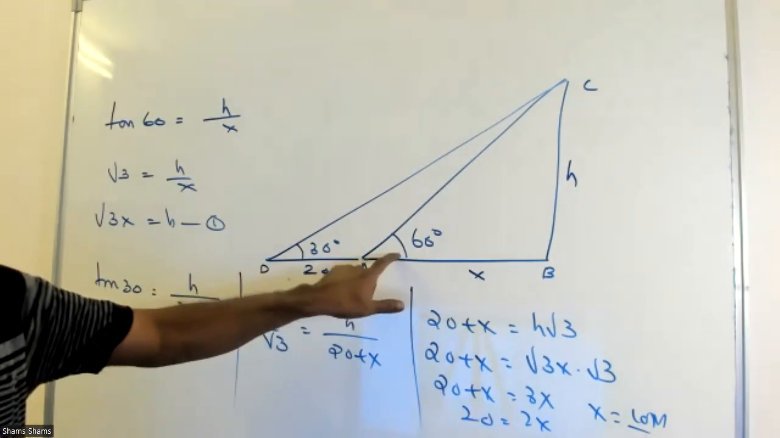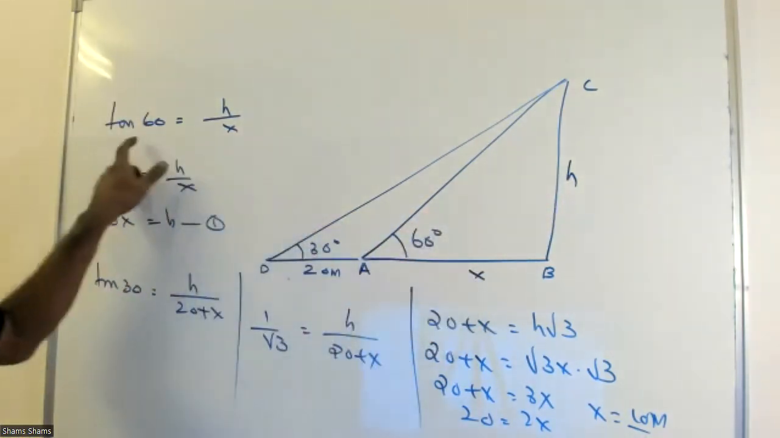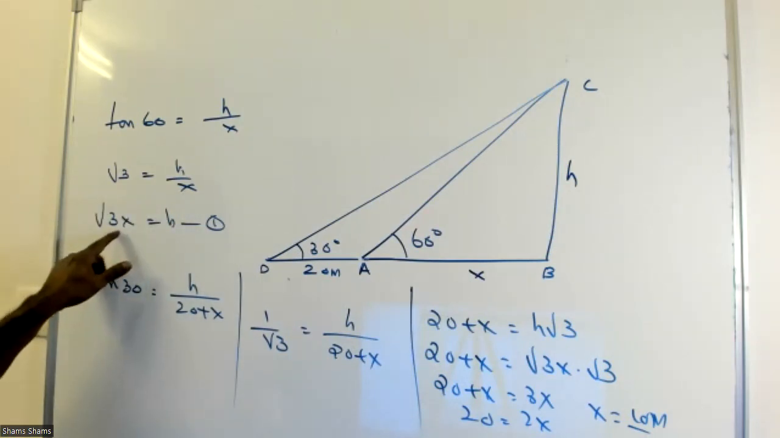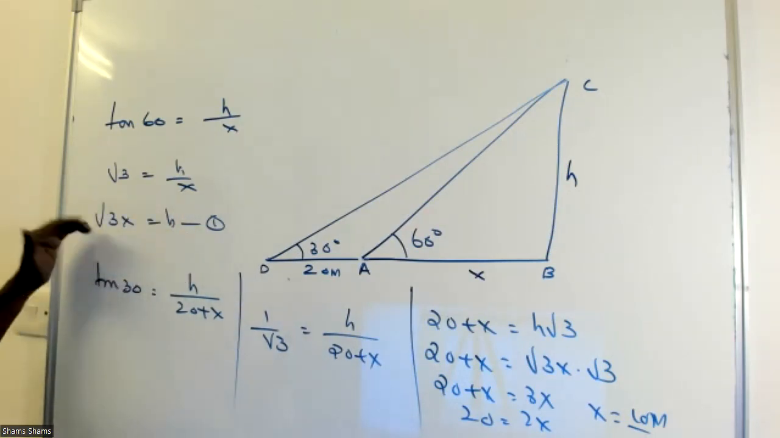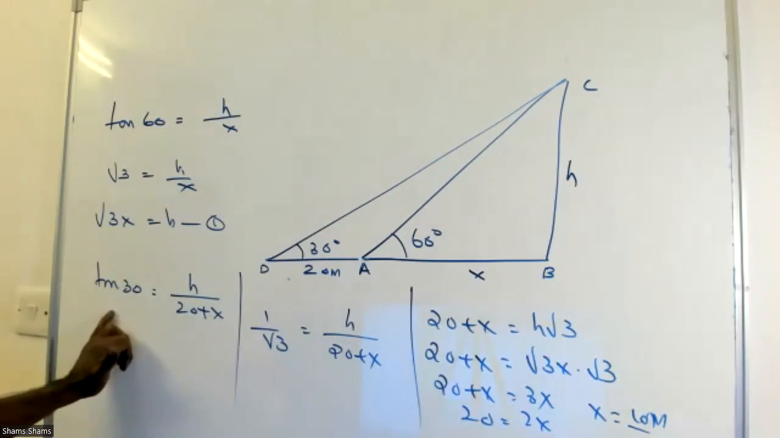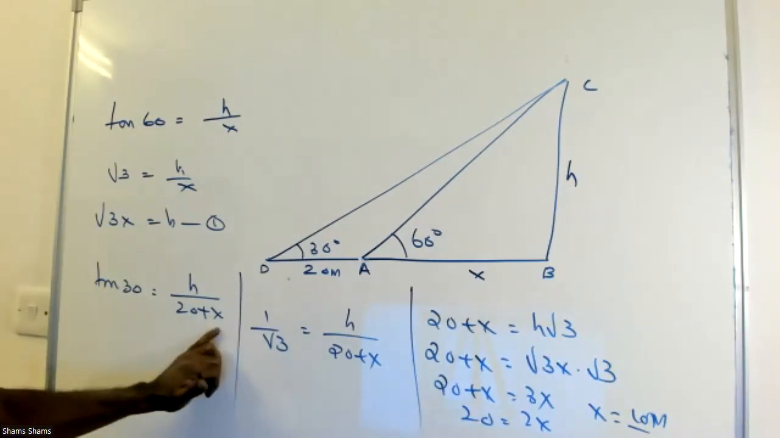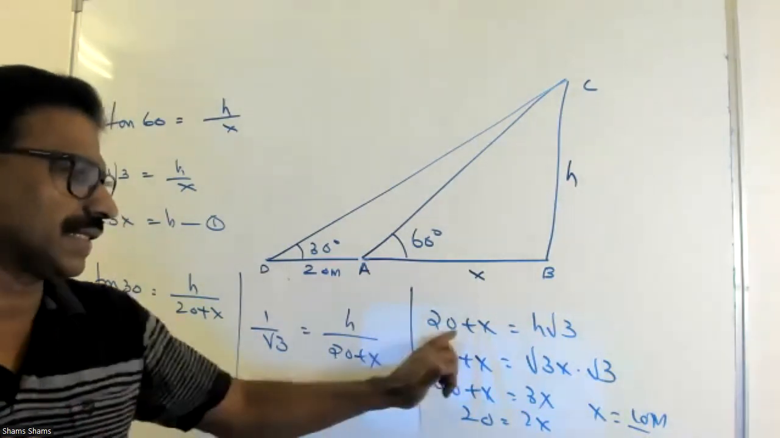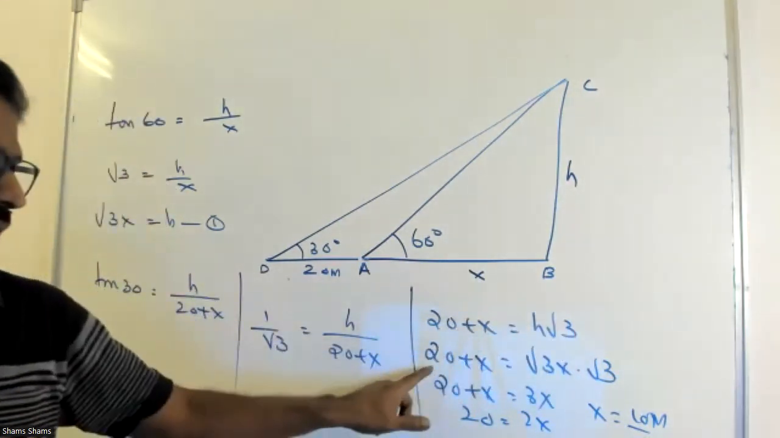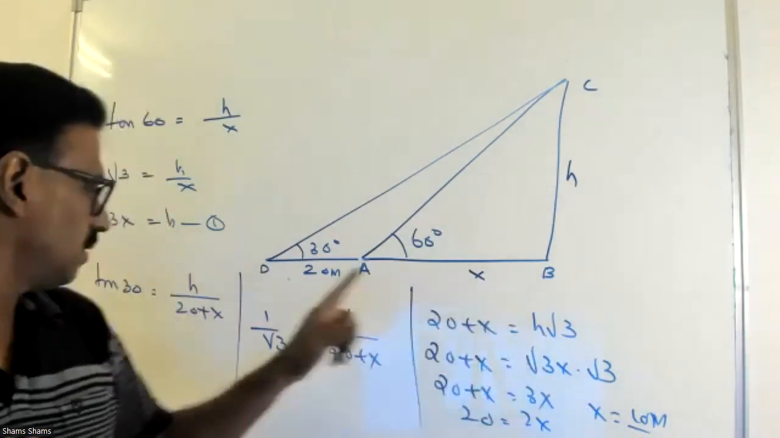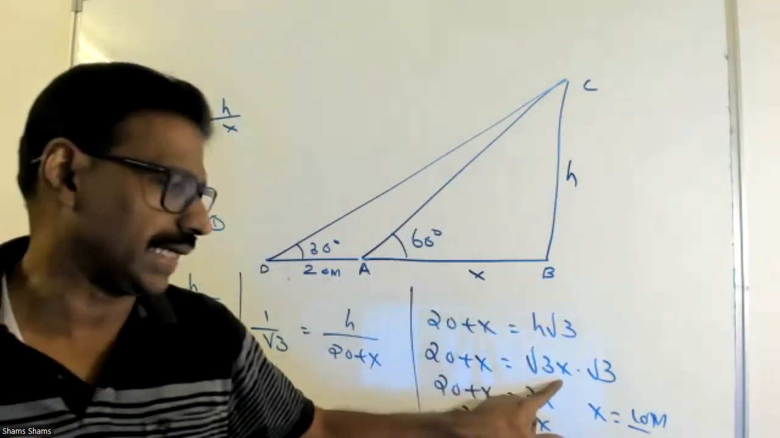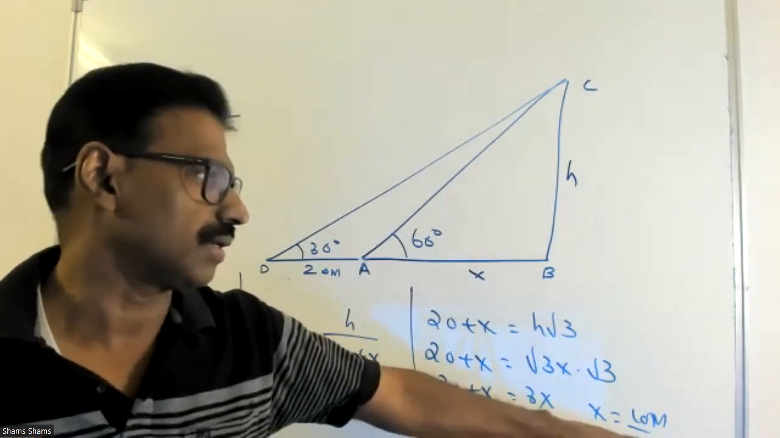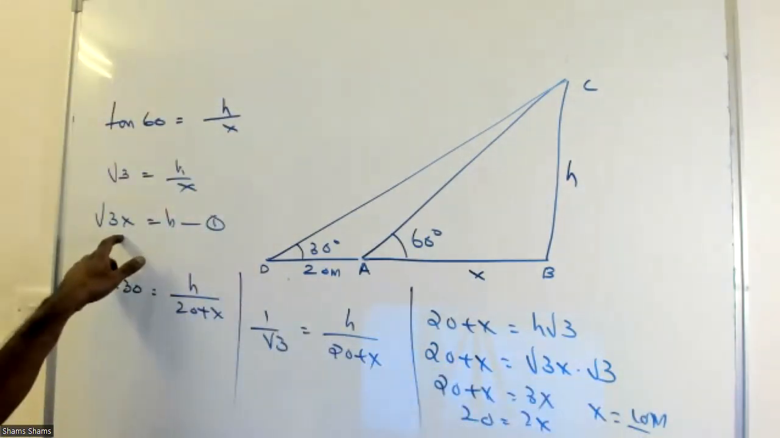First, tan 60 equals H by X. Root 3 equals H by X, so root 3 X equals H. Then tan 30 equals H by 20 plus X. 1 by root 3 equals H by 20 plus X, so 20 plus X equals H root 3. Instead of H, we can write root 3 X times root 3. So that is 3X, X equals 10 meters. Therefore H equals 10 root 3.